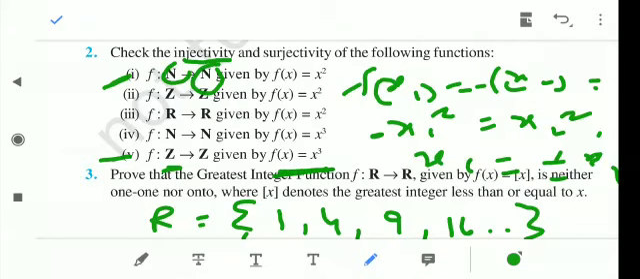In the previous question, f(x1) = f(x2) gave x1 square equal to x2 square, and taking the square root, x1 = plus or minus x2. But here in the fifth part, f(x1) = f(x2) implies x1 cube equals x2 cube. This shows that cube roots will not be plus or minus; x1 = x2. So f(x1) = f(x2) implies x1 = x2, therefore the function is 1-1.